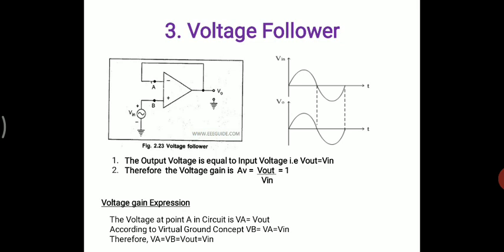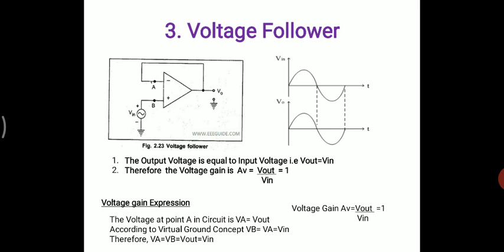At point B we have the voltage V in. Then VB equals VA equals V in. Then already we know that VA is nothing but the output voltage. So by these two equations, we can equate VA equals VB equals V out, that is equal to V in. That means we can say that the output voltage is equal to the input voltage. So from this we have the voltage gain AV as V out divided by V in equals 1.